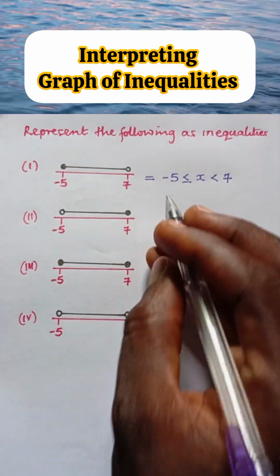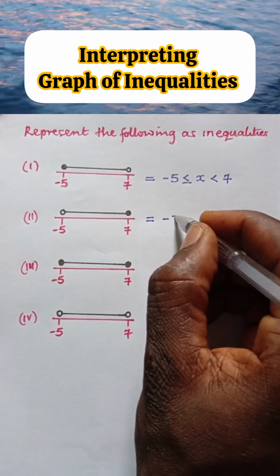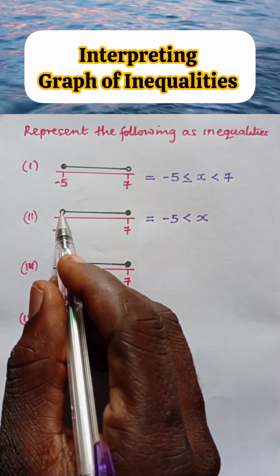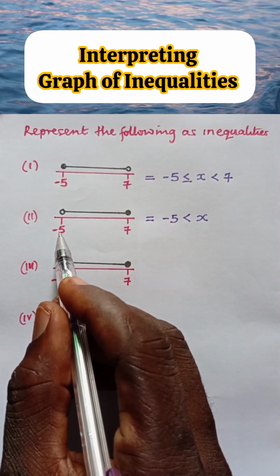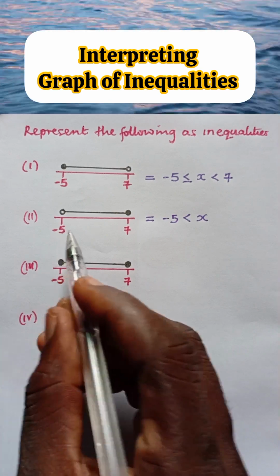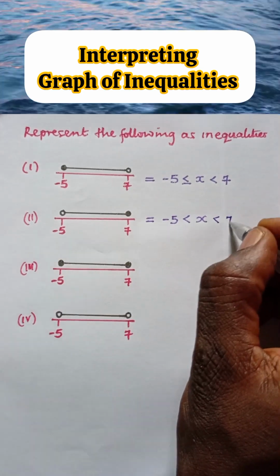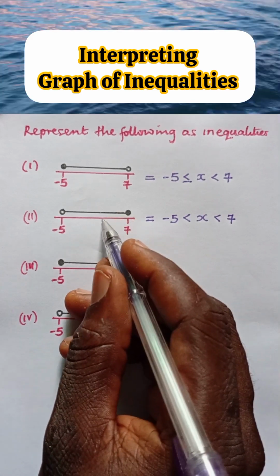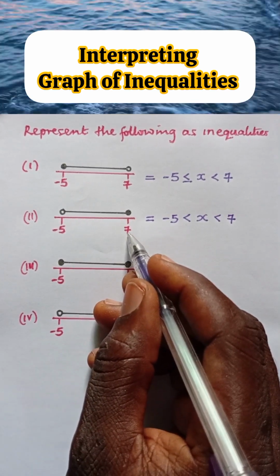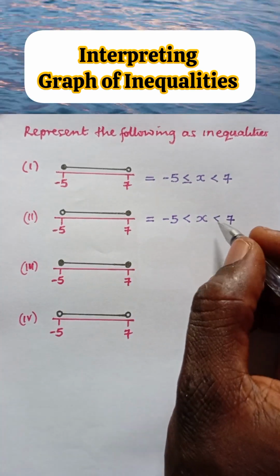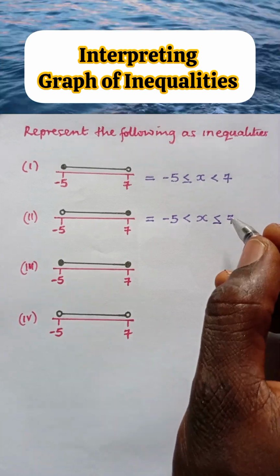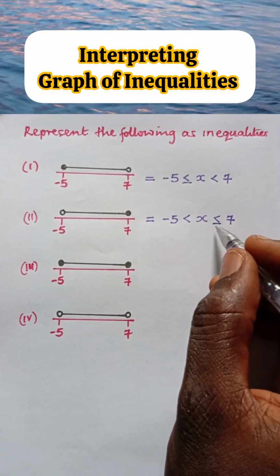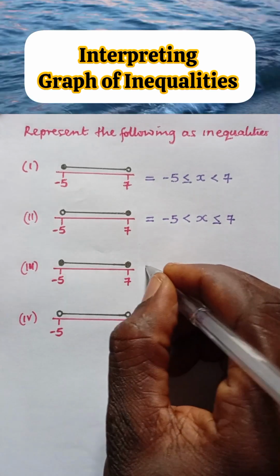Okay, let's move to number 2. Of course, we have -5 less than x. But if you look at this point, it is not shaded, which means x does not have a value that is equal to -5. x is simply greater than -5. Okay? So we have that x is less than 7. But when you look at this point here, it is shaded, which means that x also has a value that is equal to 7. And so you come here to say x is also equal to 7. So this graph can be read as -5 is less than x, x is less than or equal to 7.